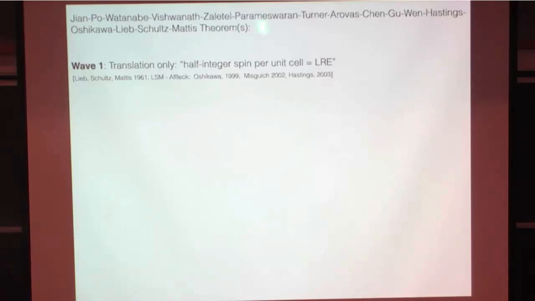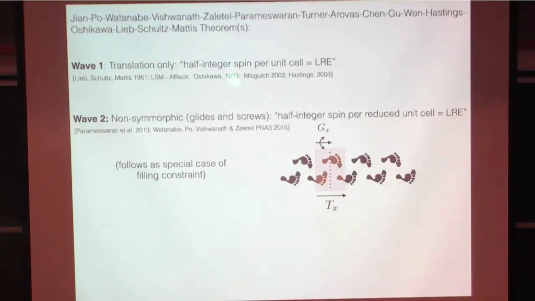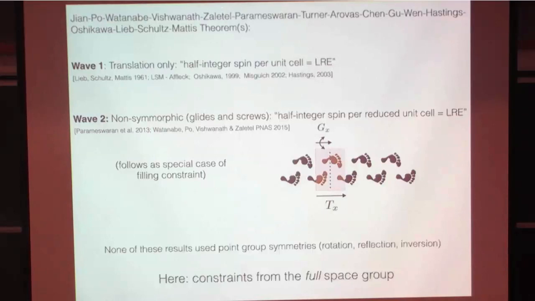So following up on that, there were the works of Sid, as well as a paper by myself and some collaborators. We generalized the Hastings constraint to the case of non-symmorphic crystals. So these are ones with glides and screws. And you can think of that as just a special case of the result I just told you about. But none of these earlier results ever actually made use of a point group symmetry like a rotation or reflection. So for the remainder of the talk, I want to give what I think is the most general possible statement of this form using the full space group.